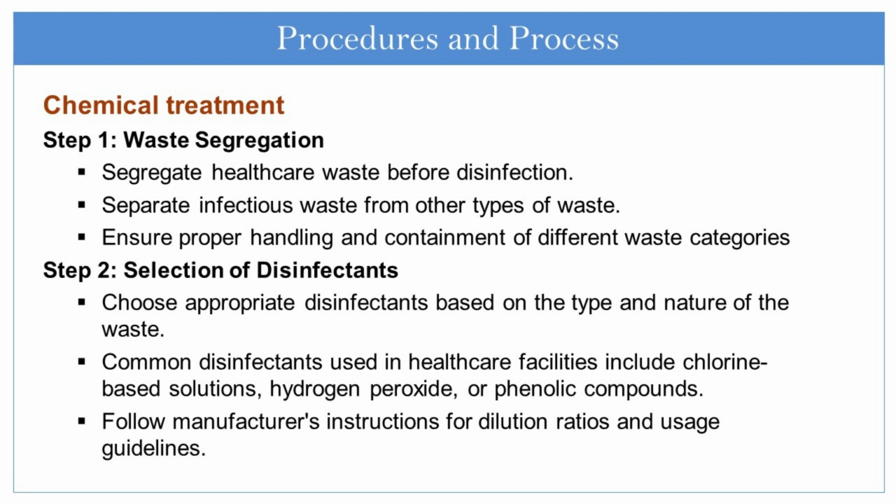So the last one is the chemical disinfectant treatment, and for chemical treatment, the first step is waste segregation. If you want to do the chemical treatment, segregate the healthcare waste before disinfection. Separate infectious waste from the other types of waste, and ensure proper handling and containment of different waste categories. Sharps should be separated from other infectious waste, pharmaceuticals should be separate, genotoxic waste should be separate, and so on.